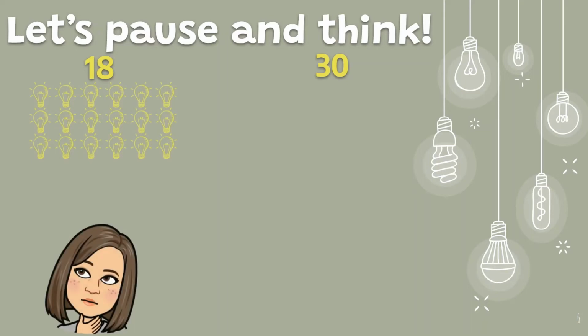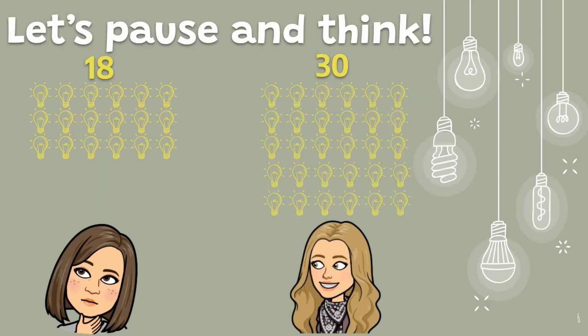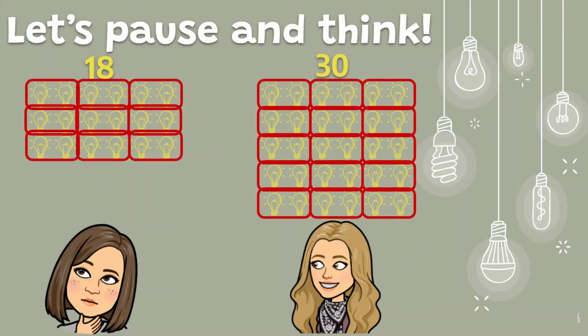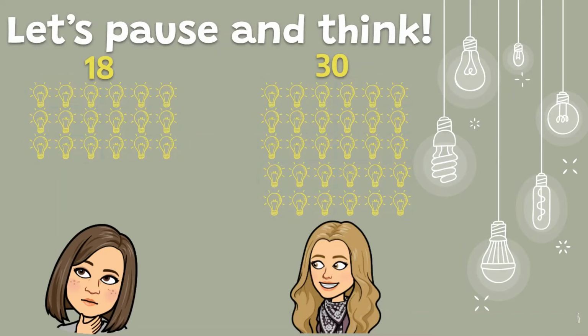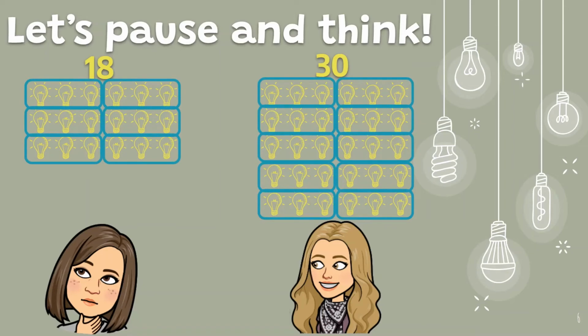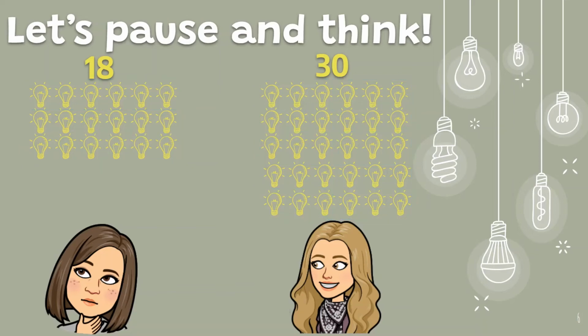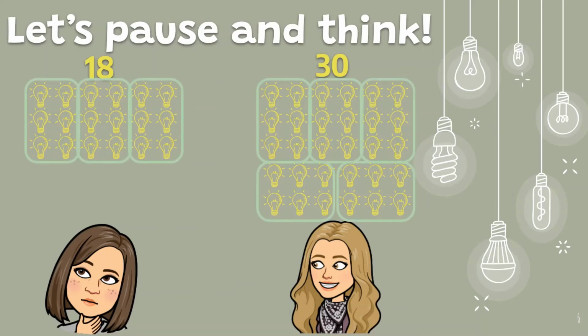Let's say I have 18 light bulbs, but my friend has 30 light bulbs. How could we arrange our light bulbs in the same size groups? For example, we could put them in pairs, right? That works out evenly for both of us. We could even do groups of 3. But there's a larger size group we could both make. We can each put our light bulbs in groups of 6. That's the greatest common factor of these groups.